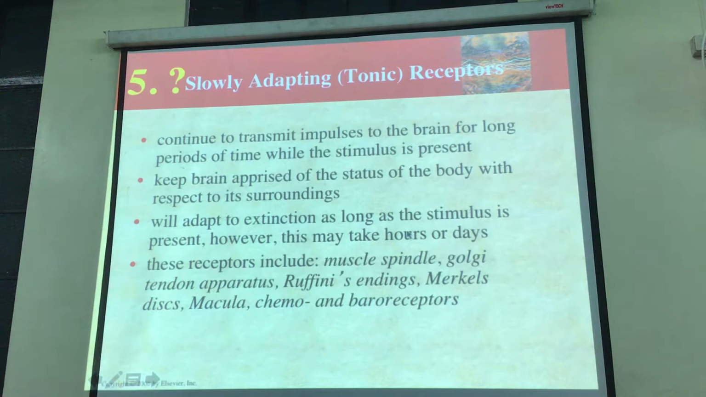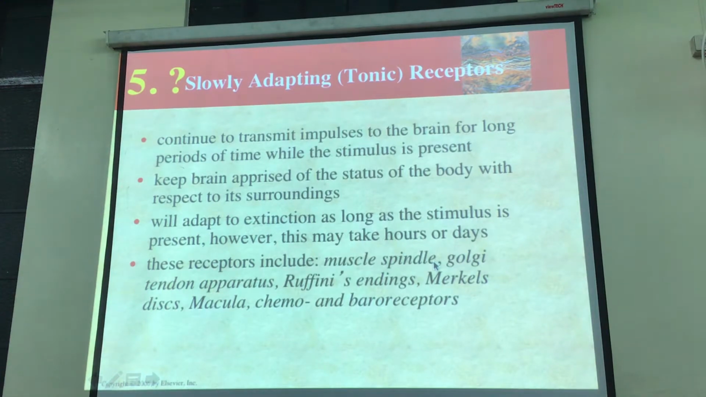So what happens? Eventually, it adapts, as long as the stimulus is present. This may take hours or days. That's why it's slowly adapting. Examples would be the muscle spindle, the Golgi tendon organ, Ruffini's, chemo, and baroreceptors. So these are the slowly adapting receptors, or the tonic.